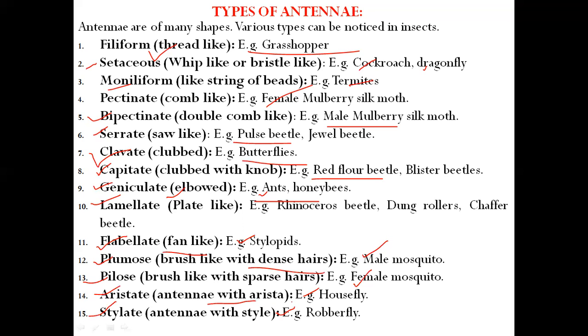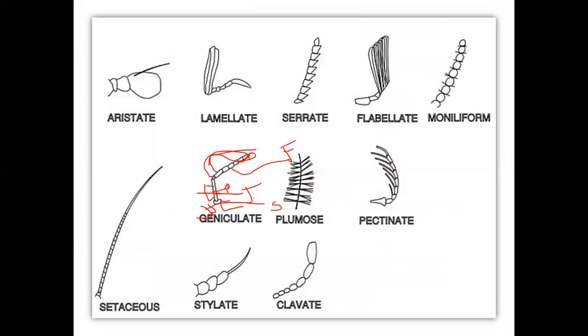So students, these are different types of insect antennae. This is the aristate, which is the housefly. This is the lamellate, called plate-like. This is serrate, a saw-like structure, present on the mangosteen borer. Flabellate is a fan-like structure, for example in stylopids. Moniliform is a round, oval, globular shape present on termites.